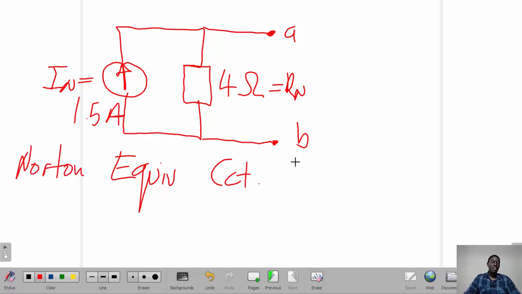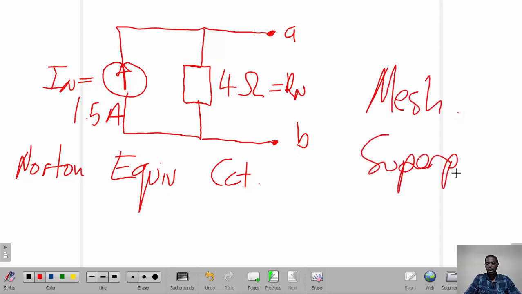This question could be solved very easily if you apply mesh analysis. You can use the superposition method, and what I would suggest is, in the comment section below, I want you to at least solve and put up your solutions using mesh, and others can use superposition, and see if we arrive at the same solution.